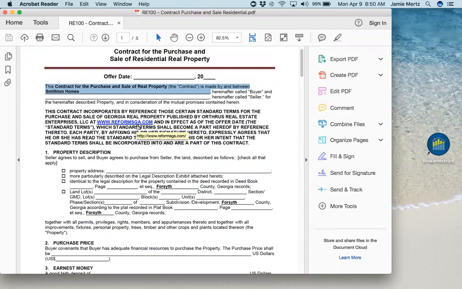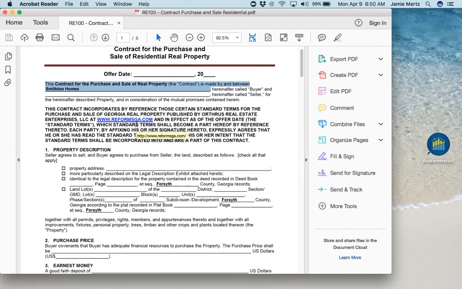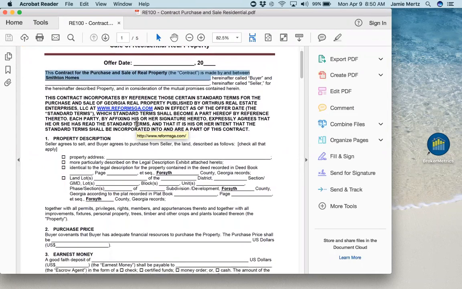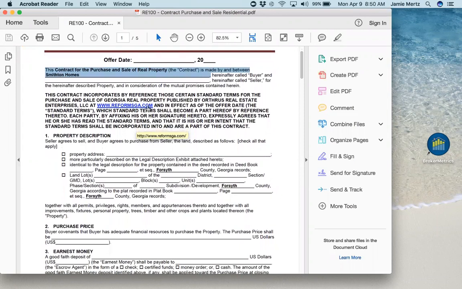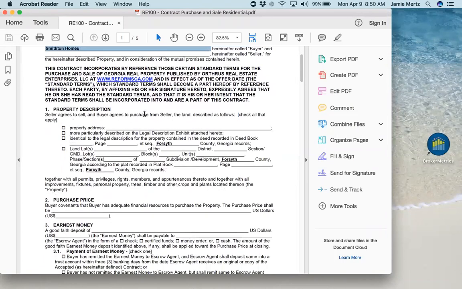That's form number RE1. They do have it in English, Korean, Spanish, and Vietnamese now. So please provide your client with a copy of those forms when giving them this contract to sign. They can also locate those forms at reformsga.com.